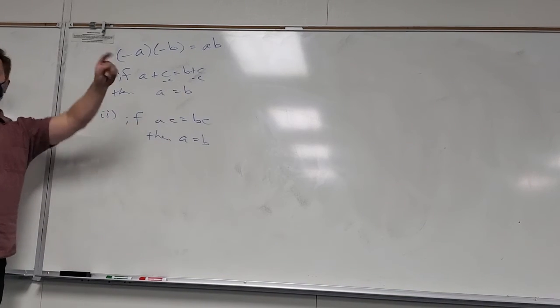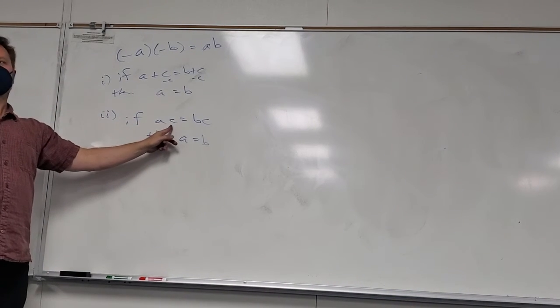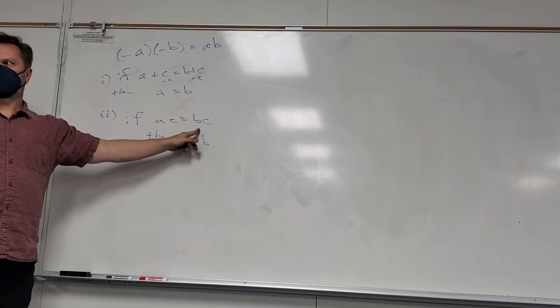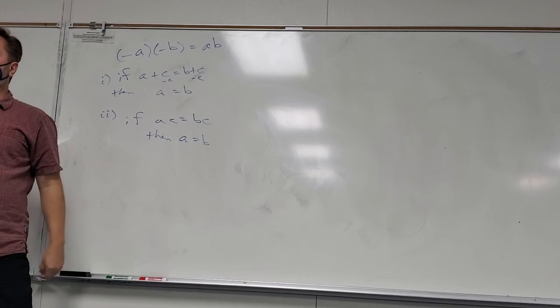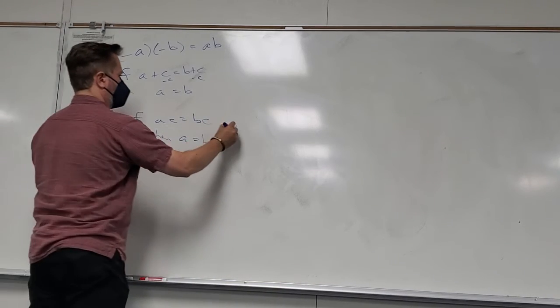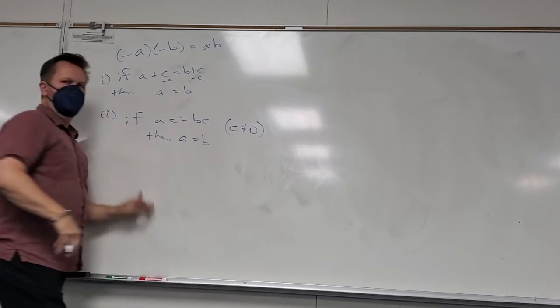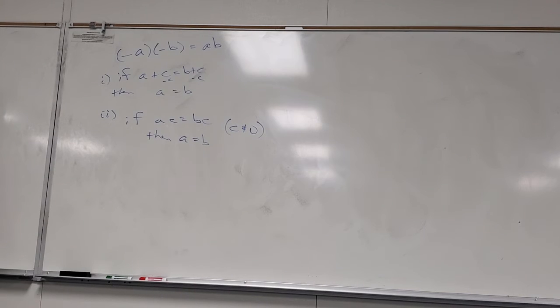Unless C is zero. If C is zero, what is 7 times 0? What's 87 times 0? Zero. So does 7 equal 87? No. Okay, so that's why C can't be 0. And 0 always kind of finds a way to screw us up. Okay, so we're sort of stepping in that direction. Oh, one last thing.